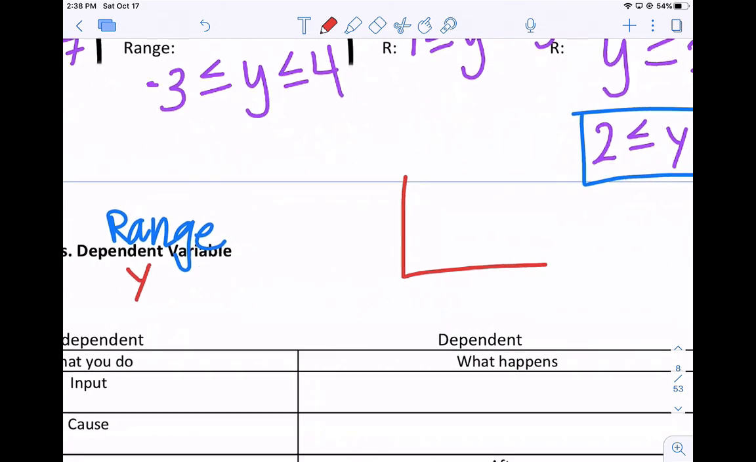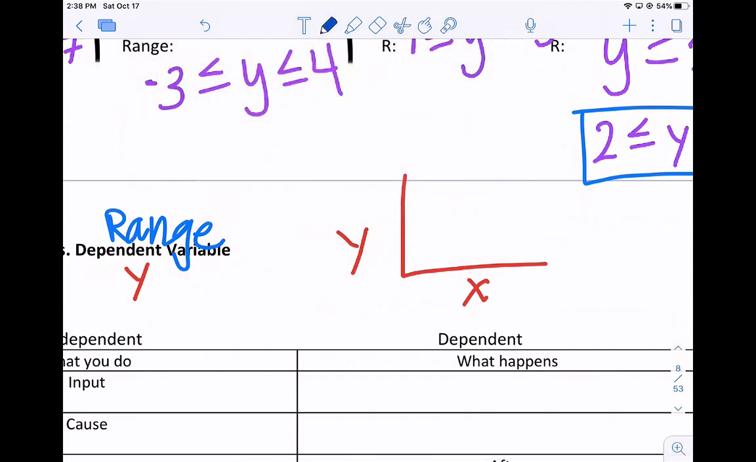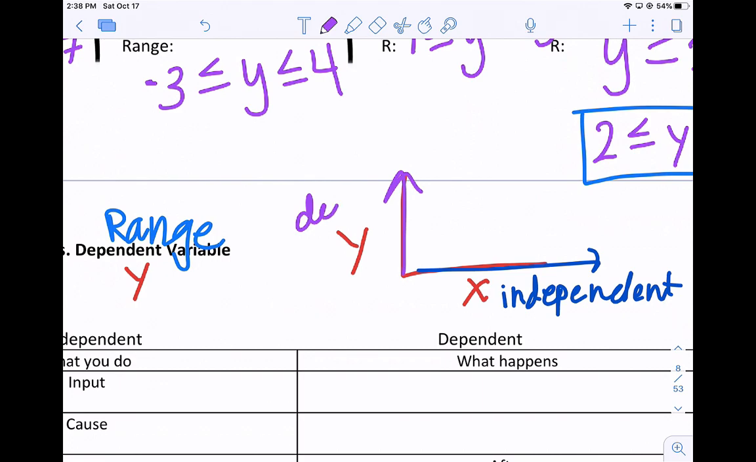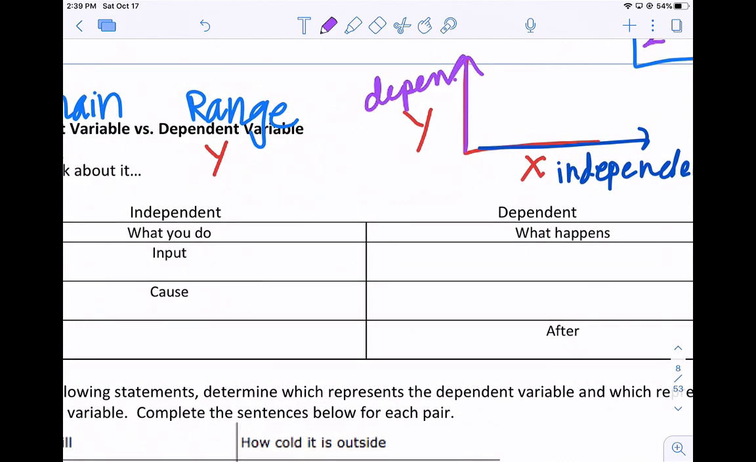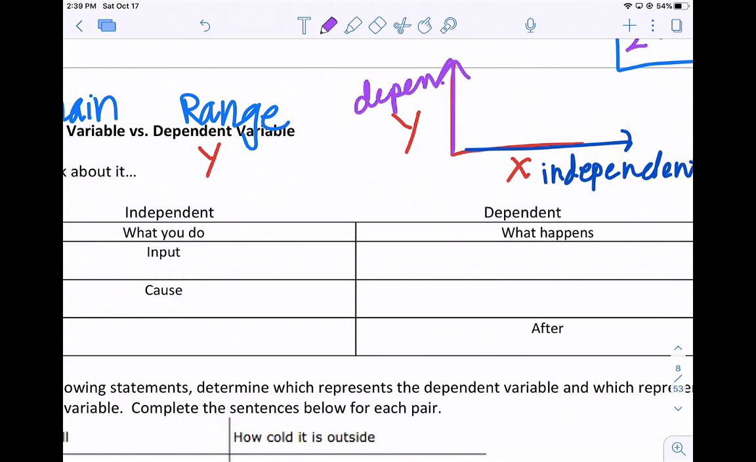So if we take a look at it in a graph, again, here's x, here's y. Here's your independent, which would be on the x-axis. And then the dependent would be on the y. So here's the dependent. Okay, but here are some analogies that we take a look at when we're talking about independent and dependent, just things to help you process what these mean. So independent is what you do, and dependent is what happens. Independent is the input, dependent is the output. Independent is like saying the cause, where dependent would be the effect. And independent is like saying what happens before, where dependent is what's after.